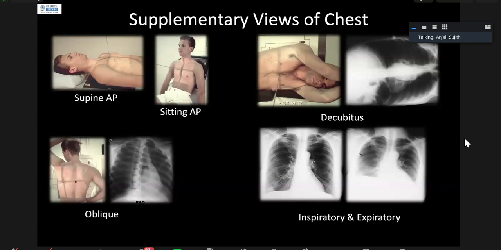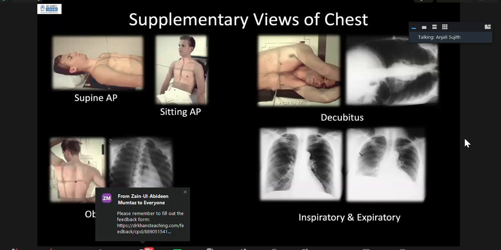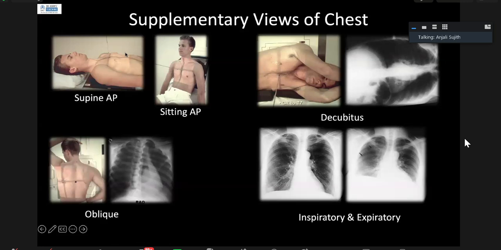When the patient cannot stand up to do a PA view, then the next thing is either he may have to sit down for an X-ray, or he may have to lie down. In both instances, the X-ray will be passing through the anterior aspect, coming out through the posterior aspect, and falling on the X-ray receptor.